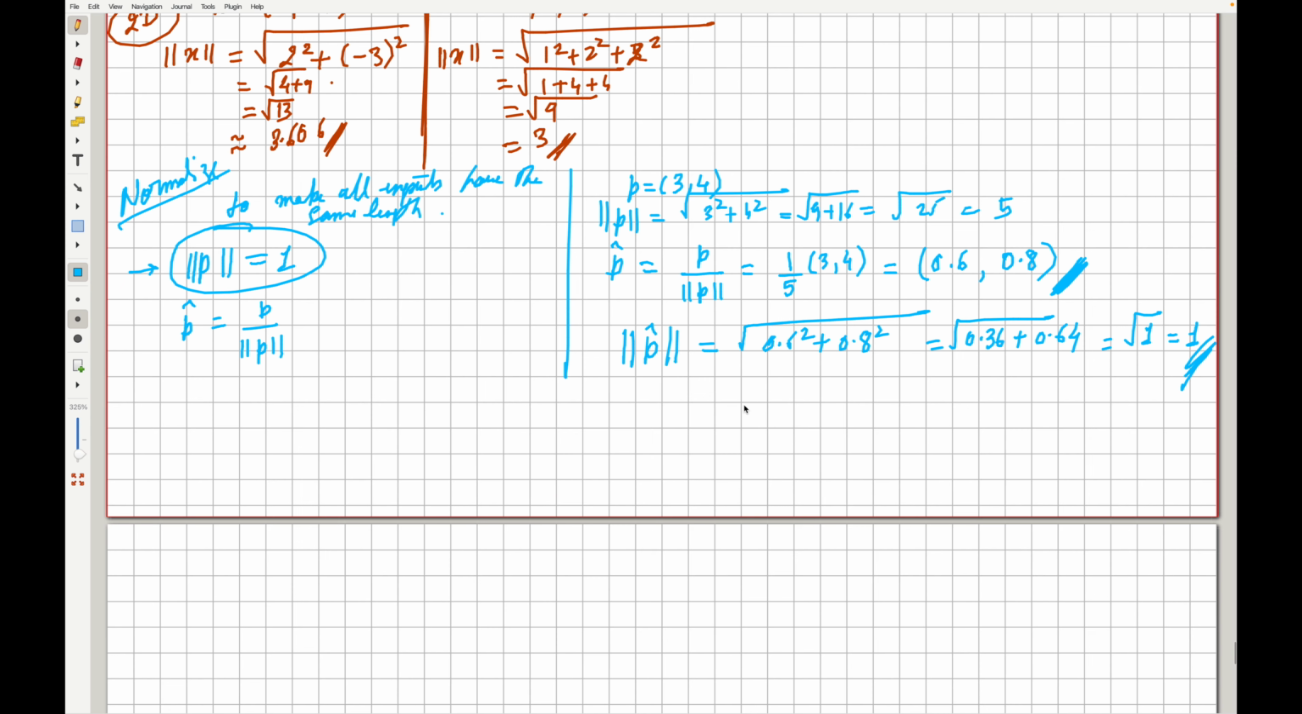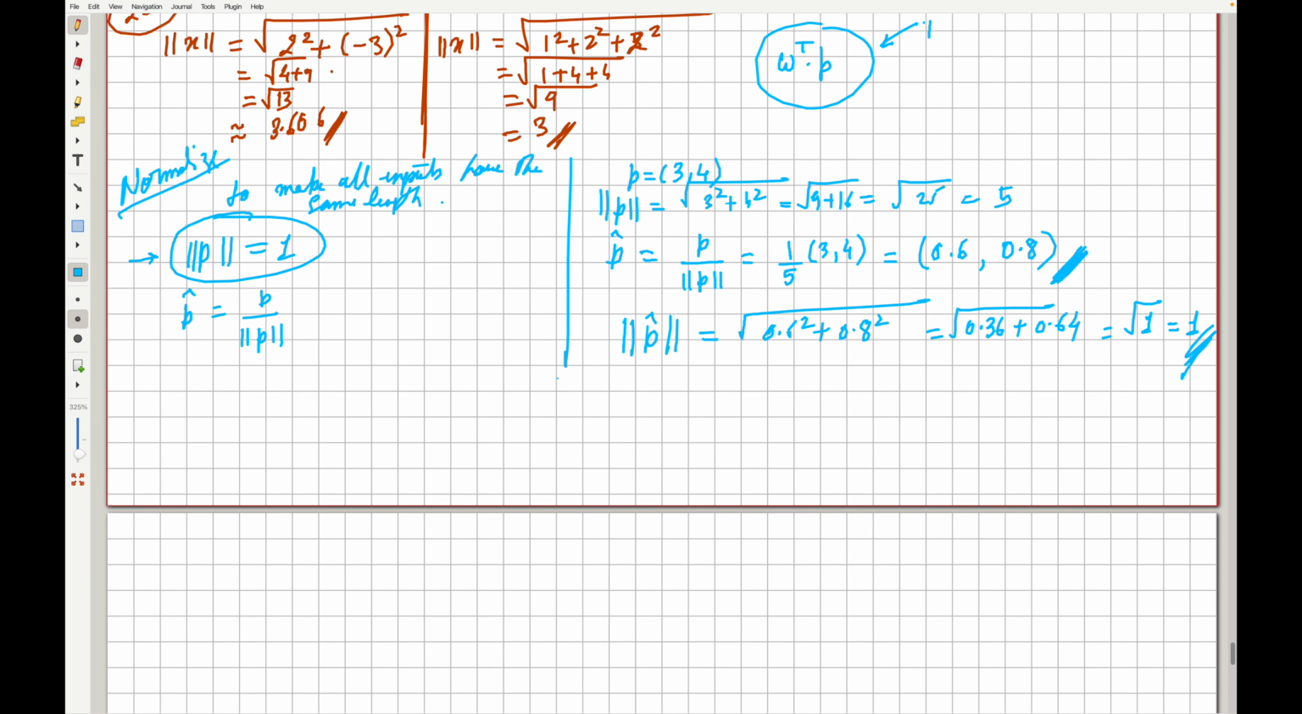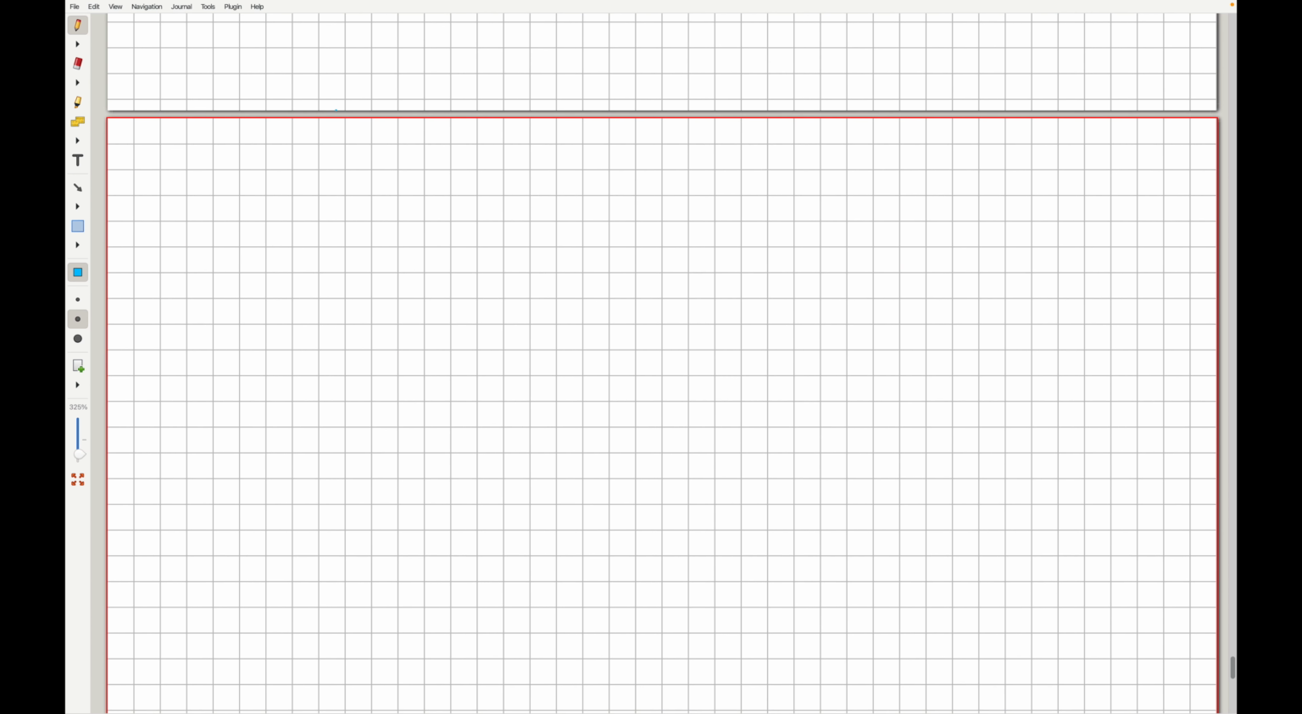And this is again very common in neural nets, because when we compute these dot products with W transpose P, we often want them to represent pure similarity and not have any one feature dominate the scalar value that we get from this. Finally, we also use the norm in calculating the angle between two vectors, and we have seen that in one of the previous videos.